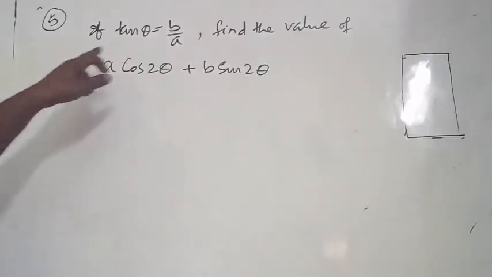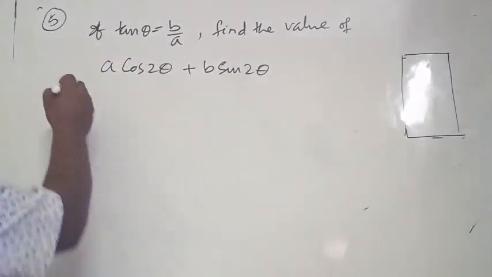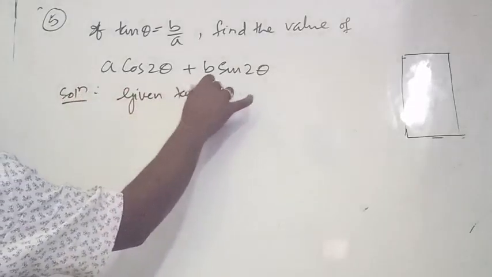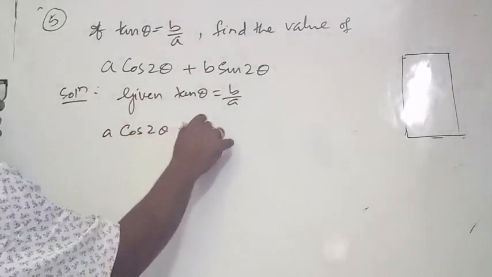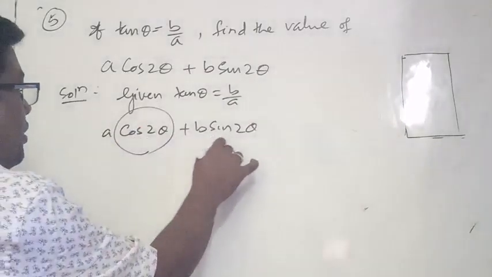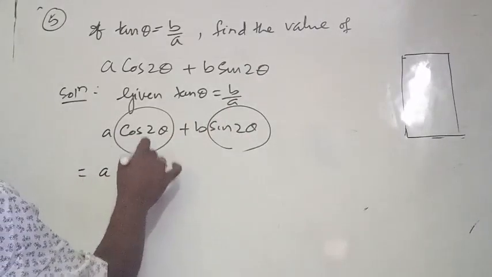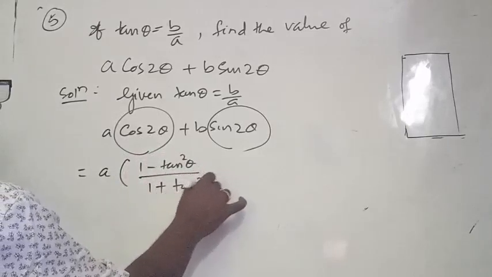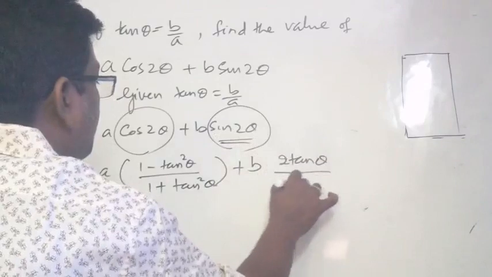Now another question. If tan theta equals b by a, find the value of a cos 2 theta plus b sin 2 theta. Solution. Given tan theta is equal to b by a, then a cos 2 theta plus b sin 2 theta. Write cos 2 theta and sin 2 theta in terms of tan theta. The formula: a times (1 minus tan square theta) by (1 plus tan square theta) plus b sin 2 theta, with the formula 2 tan theta by 1 plus tan square theta.